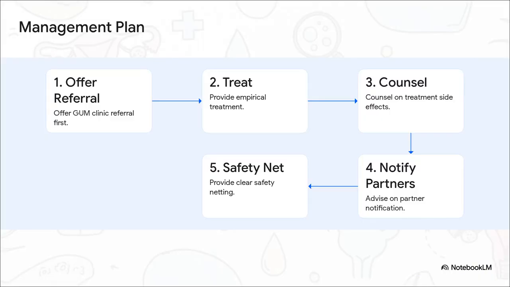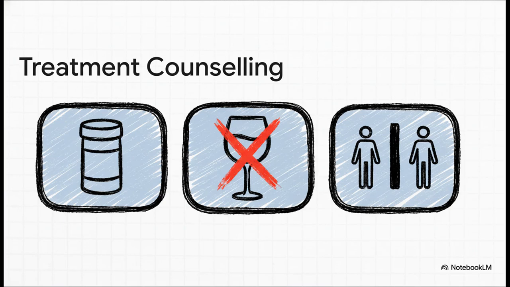So let's talk management plan. Lay it out in these 5 simple steps. First, always offer a referral to a GUM clinic. That's best practice. Then you'll go through the treatment itself, counsel them on it, talk about notifying partners, and finish up with safety netting.